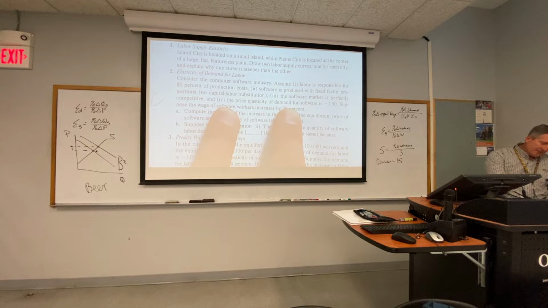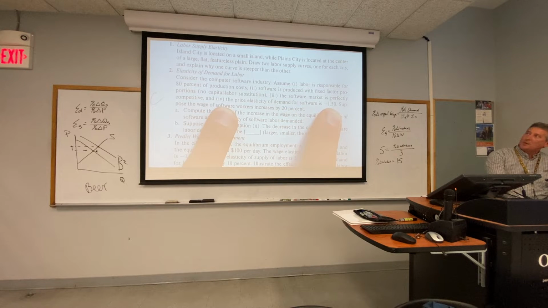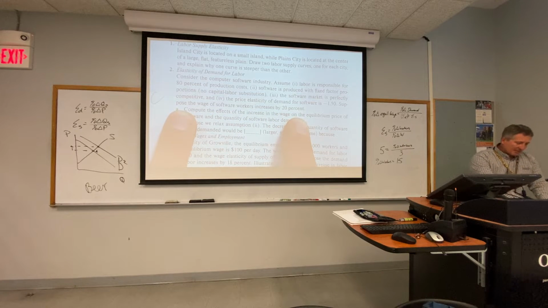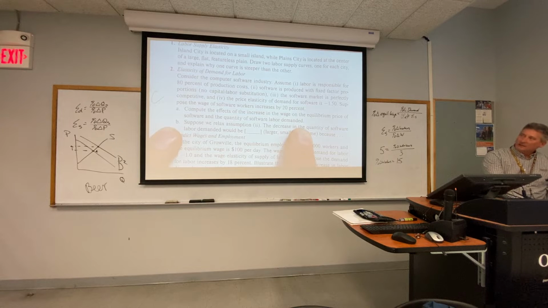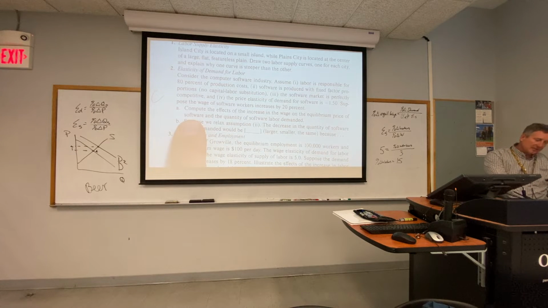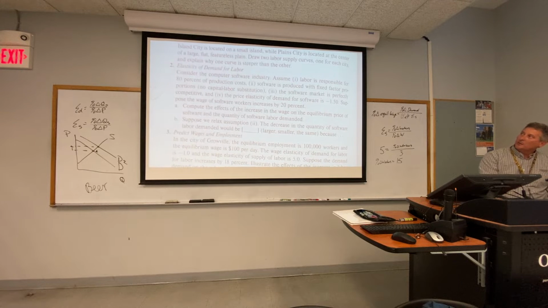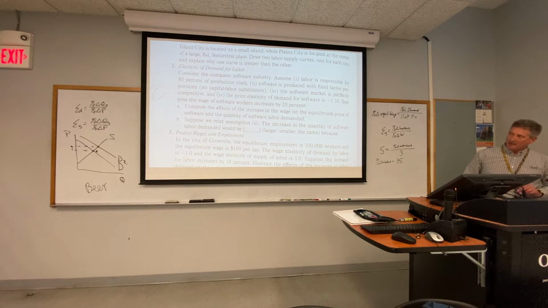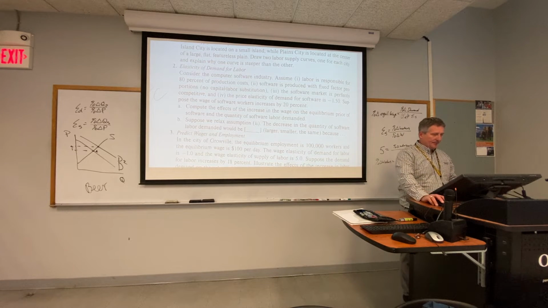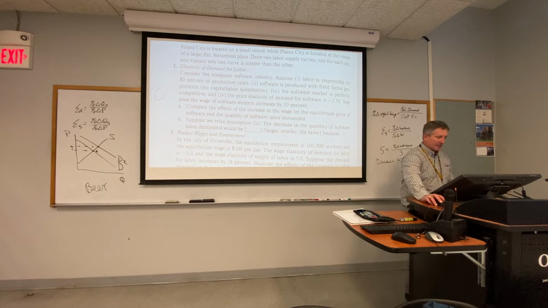The price elasticity of demand for software is negative 1.5. Suppose the wage of software workers increases by 20%. So compute the effects of the increase in wage on the equilibrium price of software and the quantity of software labor demanded. So this is labor demanded here, equilibrium price of software. So be careful with your elasticities, whether you're in the output market or you're in the labor market. So go ahead and work together on that one, see what you come up with. I'm going to try to edit this slide right now.